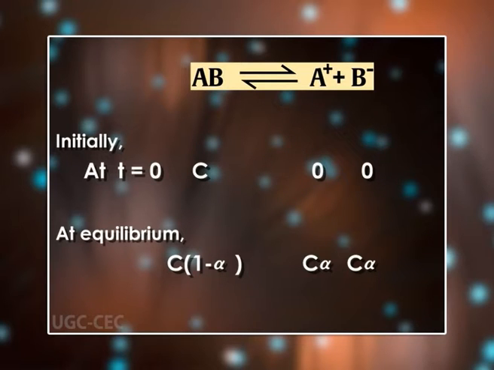After a certain time t, at equilibrium, the concentrations will change because AB will get converted to A+ and B-. At that time, we will have the concentration of AB equal to C multiplied by (1 minus alpha), where alpha is the degree of dissociation of the electrolyte AB. And the concentration of A+ will be C alpha. Similarly, the concentration of B- will also be C alpha.